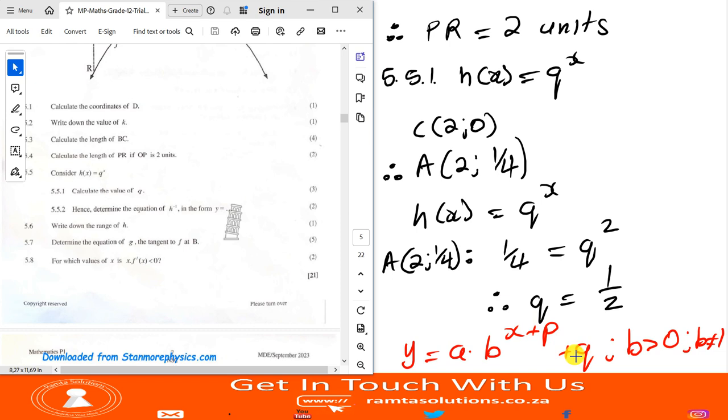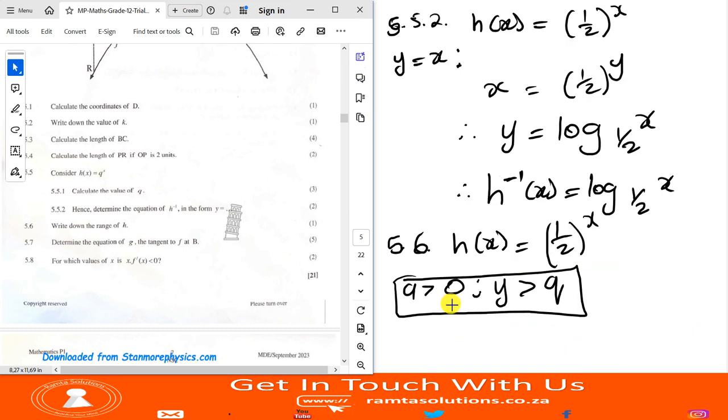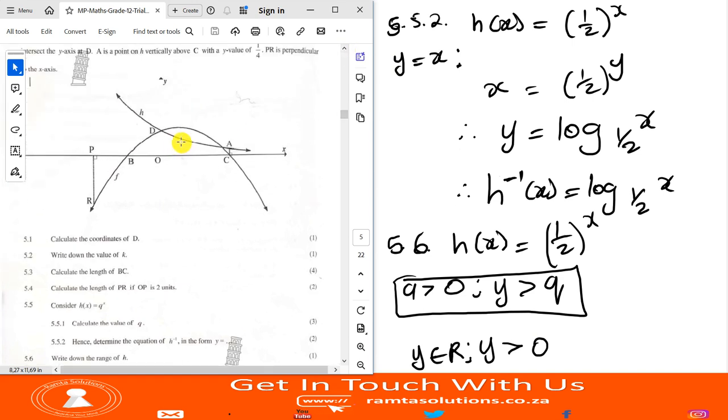But do we have a q value? No, we don't, or rather it is 0. So we will say y is an element of real numbers, therefore y is greater than q. That is the range. And look at it, guys. It looks like it is approaching the x-axis, but it will never touch the x-axis. So this is when we're saying y is above 0. Remember, on the x-axis, y is 0. And as you can see, it's above.